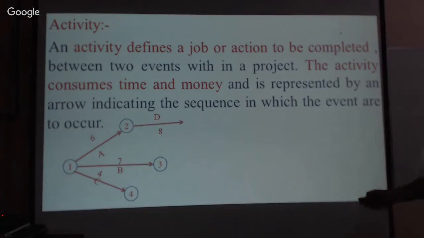This activity is indicated by an arrow, and this arrow indicates the progress of the path: which step is first, which step is to be done, and which has to be taken up later. There is a relation between activity A and activity D. This is the successor activity and this is the predecessor activity.